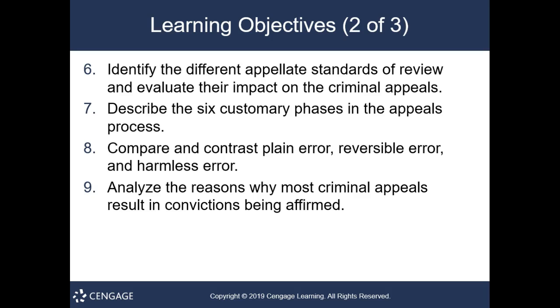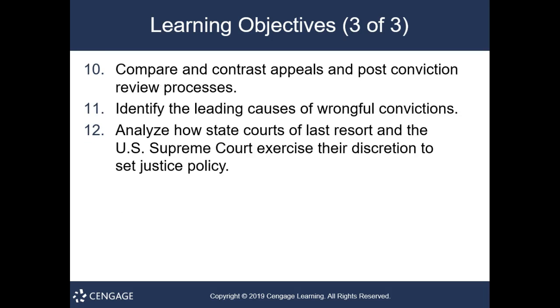Because again, all that the appellate courts are looking for are errors. If there was an error in the trial in some fashion, they want to find it and then they want to evaluate it. Next, we're going to analyze the reasons why most criminal appeals result in convictions being affirmed. We'll see why in a few minutes.